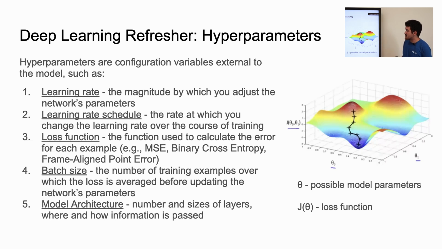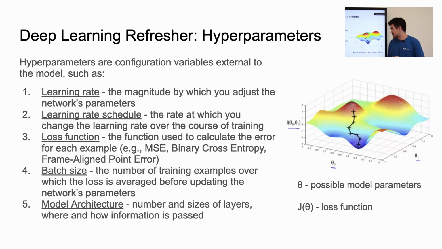The learning rate schedule, so you may choose to change the learning rate over time as you're training a model. Perhaps you want to take bigger steps in the beginning, and then once you find some minimum, you may decrease your step size to find the absolute, or something closer to the absolute minimum in whatever well.